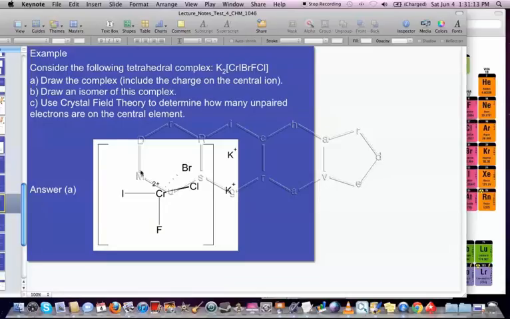Now when I'm drawing this, everything that's in the brackets will be attached to the metal. And like I said, I don't really care about the arrangement. But if it's tetrahedral, I'll always draw it this way with these 2 in the plane, this one sticking back and being represented by a dashed line, and this one sticking forward being represented by a wedge. And on the outside we've got 2 potassiums, and they're going to be positively charged, and there's one for each of those. Alright, now let's take a look at how we get the charge on the chromium central atom.